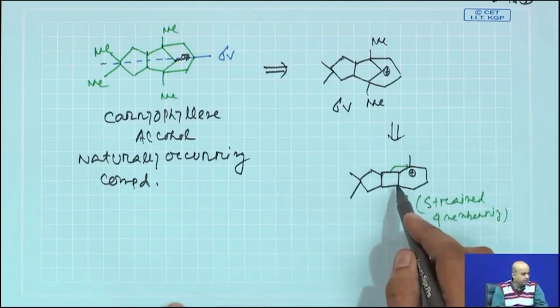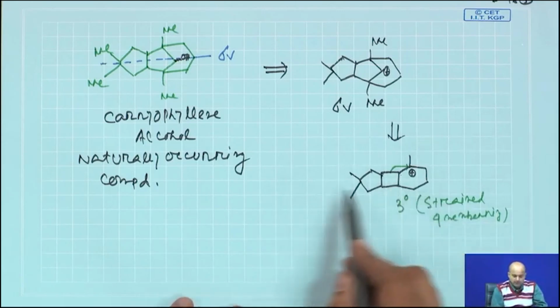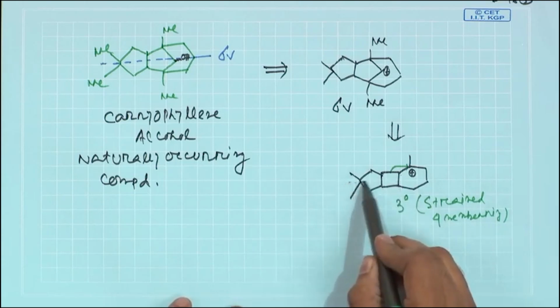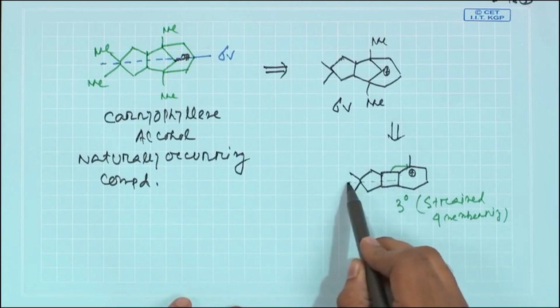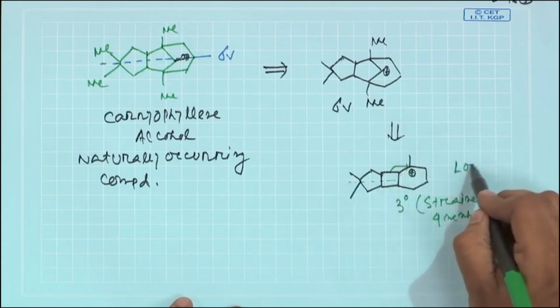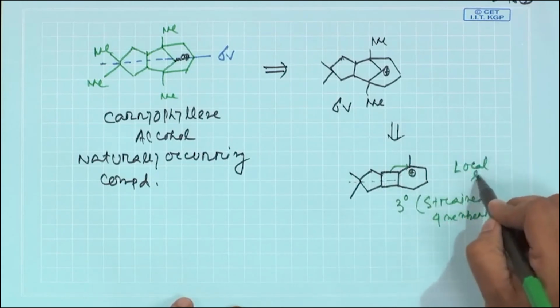Now, where will this carbonium ion be generated from? Now, the symmetry has been disturbed. Now, the molecule is becoming basically locally symmetrical. This part is symmetrical, this part is not. Now, the molecule becomes locally symmetrical.